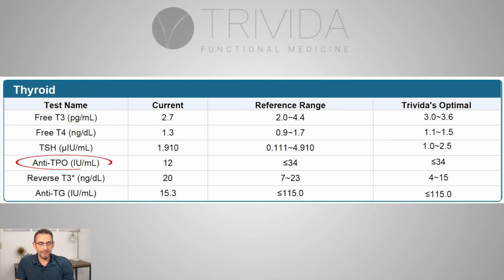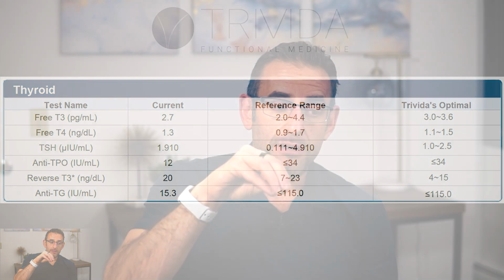Anti-TPO. Anti means against, or an antibody. TPO stands for thyroid peroxidase. So thyroid peroxidase is what helps make T4 turn into T3. So if you have an antibody against TPO or thyroid peroxidase, this means your immune system is attacking your own thyroid, and it means that your body can't as effectively move T4 into T3.